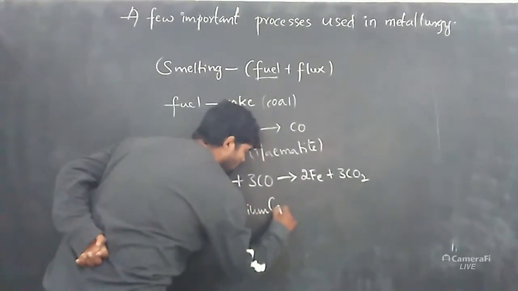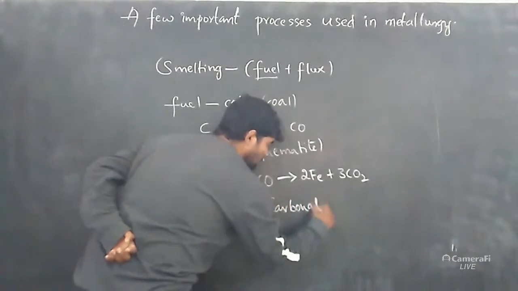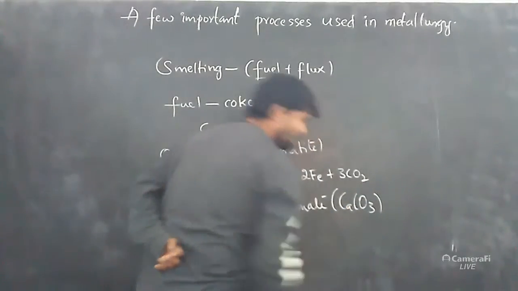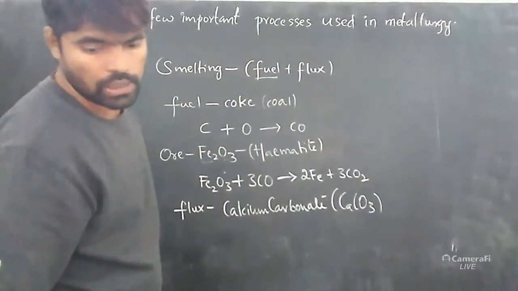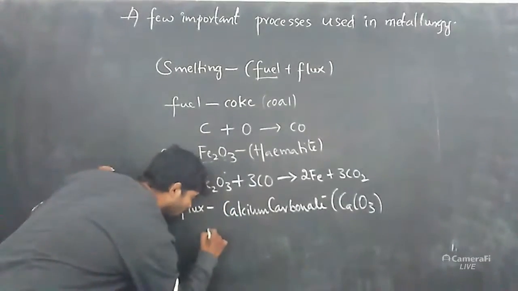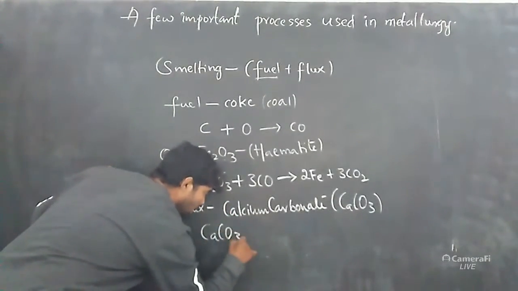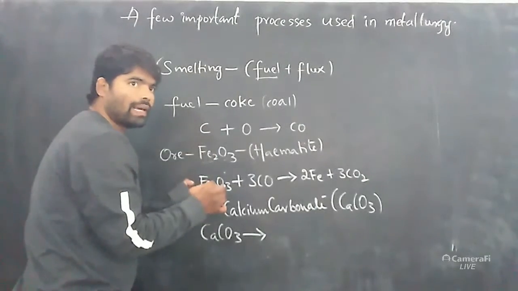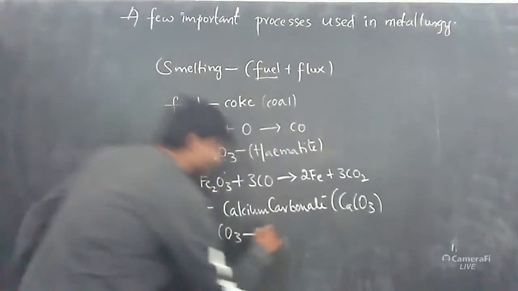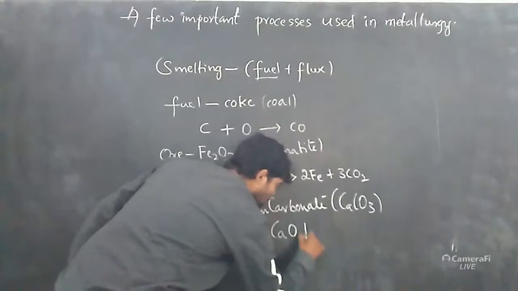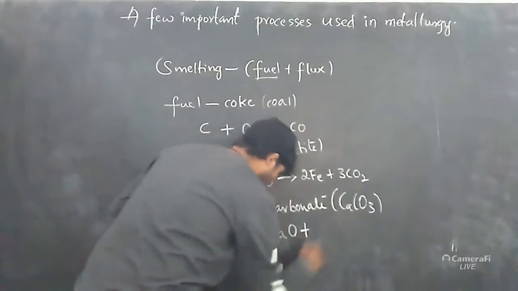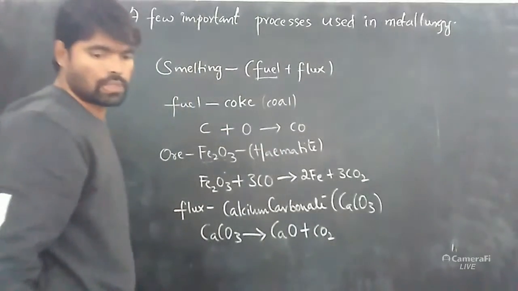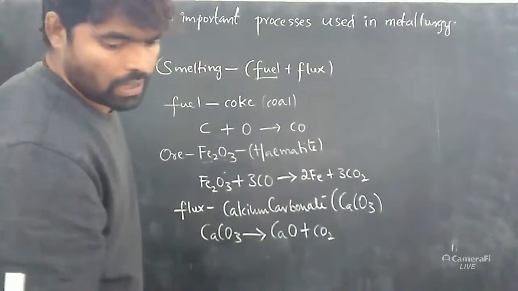Calcium carbonate. So the formula is CaCO3. Now what happens? CaCO3 decomposes. Decomposes అంటే ఒకటే రెండు ముక్కలు అయిపోతుంది. So calcium oxide plus carbon dioxide.